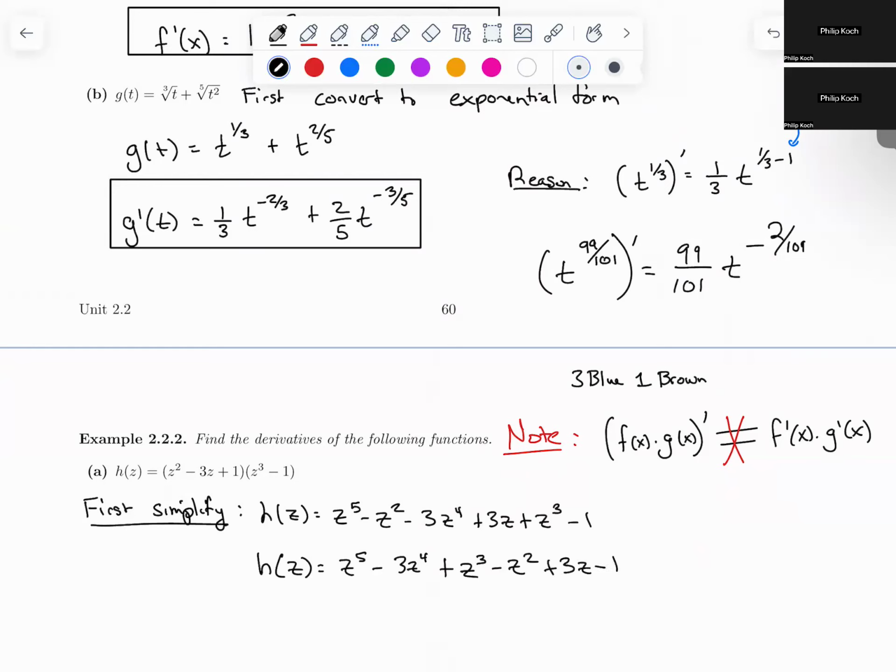That's just the algebra. I know we don't want to do it, but we've got to do the algebra once in a while. Got to get your hands dirty. Now that we've got it in a format that we can take the derivative of, we can go through there.